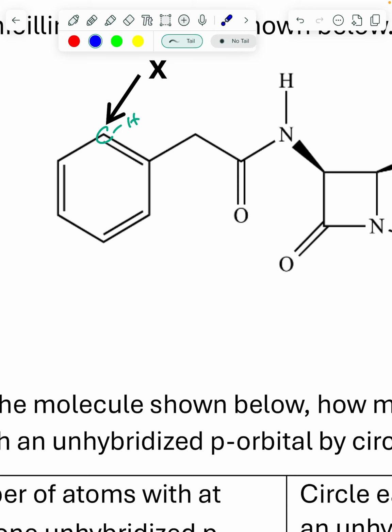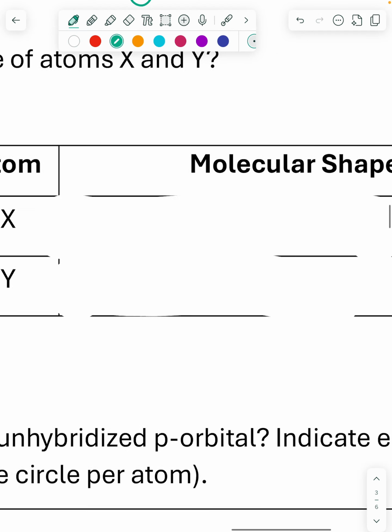And then if we're determining the molecular shape, we have to think about the hybridization. So it's 1, 2, 3 bonds. So that means it's sp2, and none of them are lone pairs. So that means that X is trigonal planar.